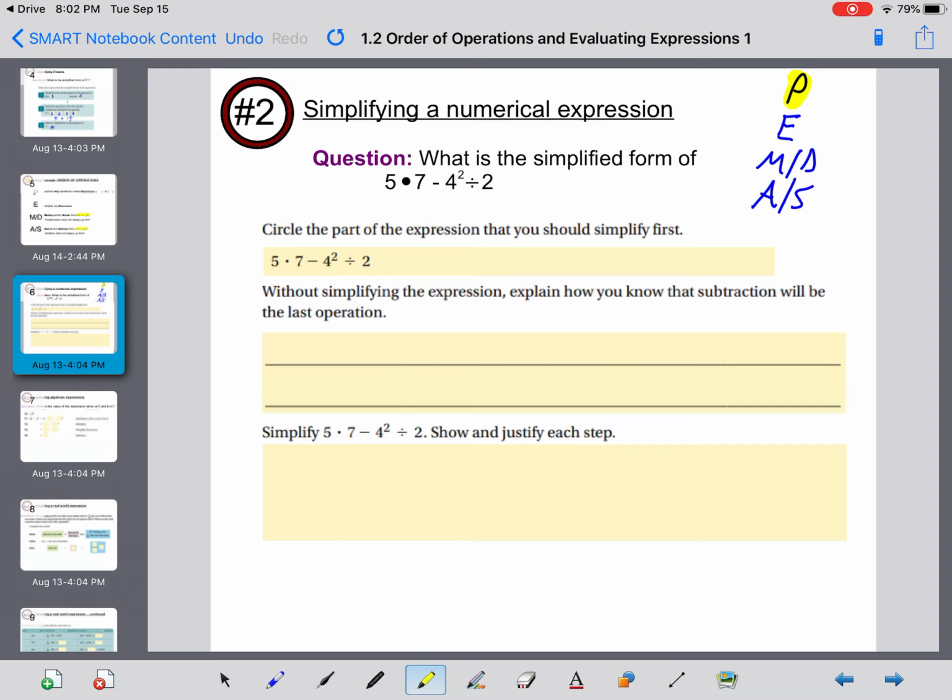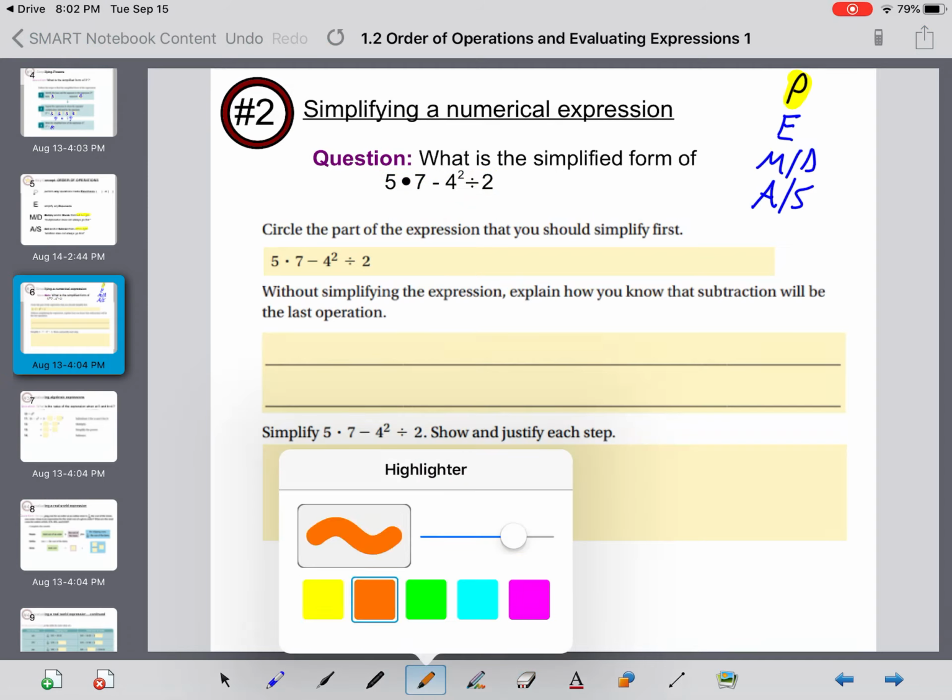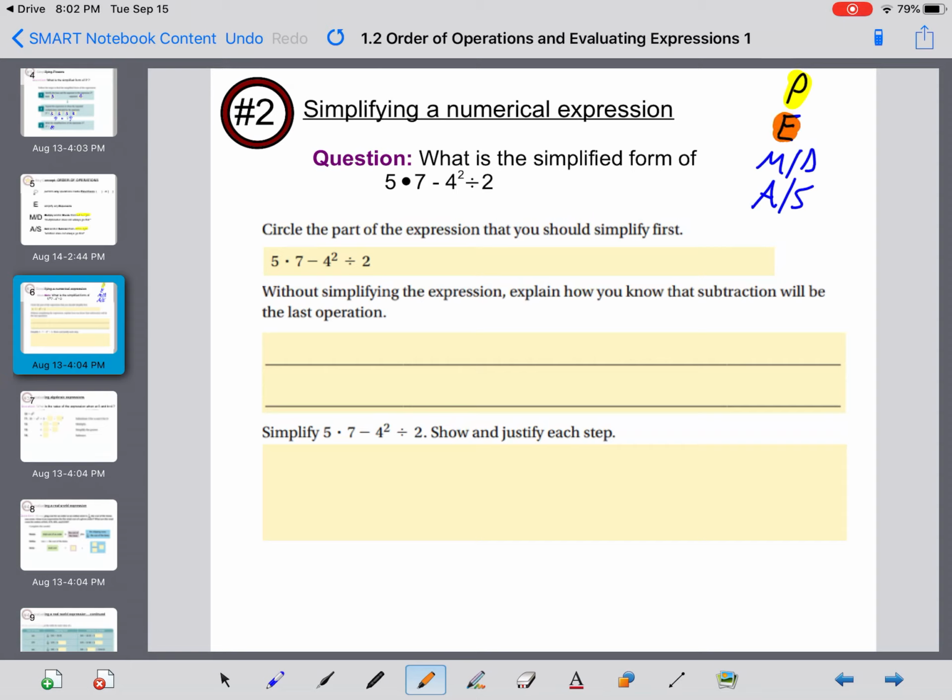Well, first, I'm going to look for parentheses. But when I look through this entire thing here, I do not see any parentheses. E, I'm going to look for an exponent. I do see an exponent right there, 4 squared. So it says circle the part you're going to complete first. Well, that's simplifying that exponent.